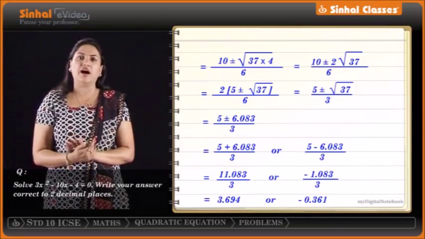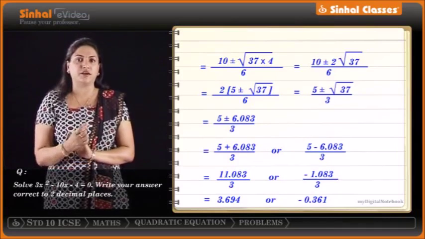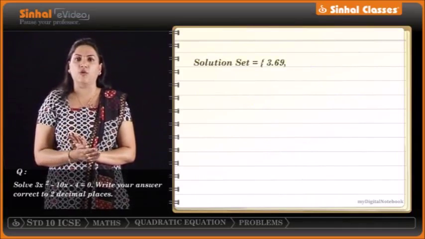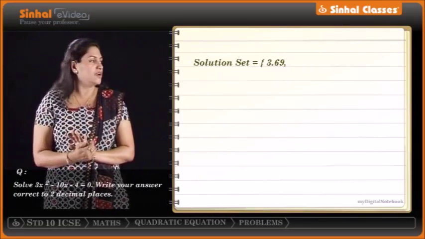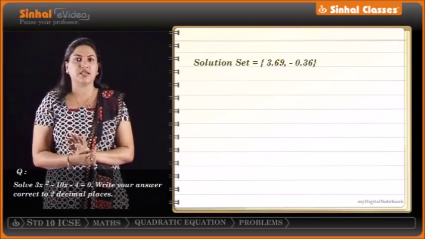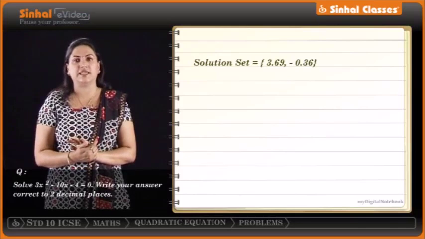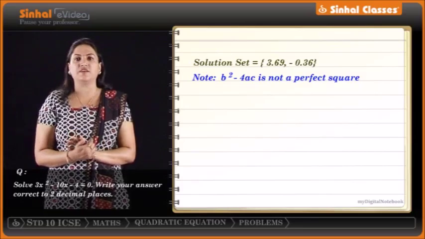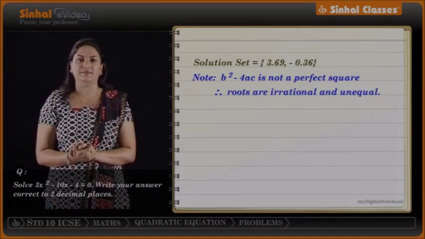0.361. Now we are asked to write the answer correct to 2 decimal places. So we round off the first number as 3.69 because the third digit is 4. So we will have 3.69 only. Now for the second number, we round off as minus 0.36. So the solution set is minus 0.36, comma 3.69. Note, here b square minus 4ac is not a perfect square, so the roots are irrational and unequal.